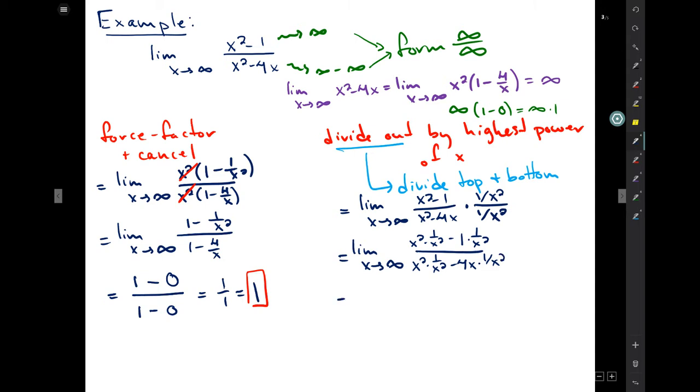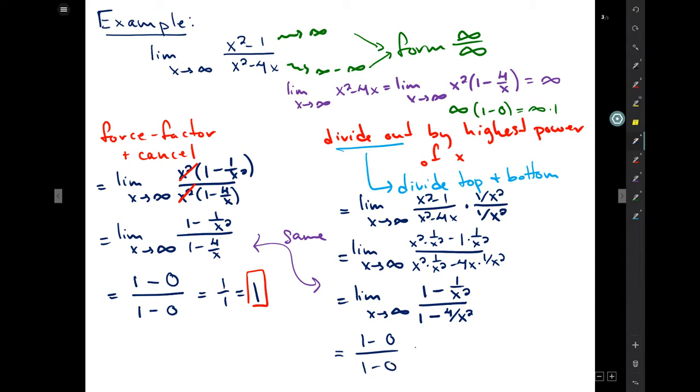And now when I simplify that, I get 1 minus 1 over x squared over 1 minus 4 over x squared. So it's actually the exact same thing that I got by factoring. I just got at it a different way. And again, after I get to this point, I can just evaluate all the different parts. I have 1 minus 0 over 1 minus 0, which is just 1. So this is two different methods of dealing with the form infinity over infinity.